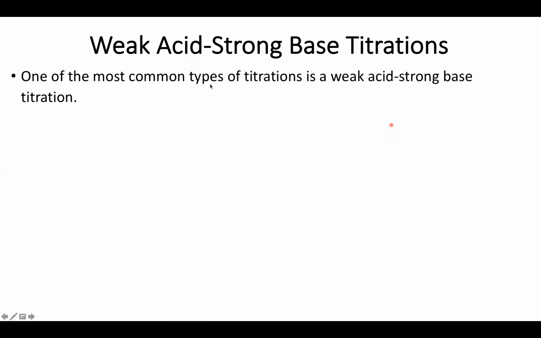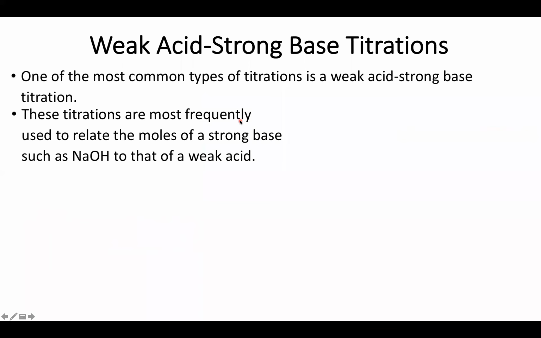One of the reasons why is that a lot of interesting compounds are weak acids, and it's very easy to use a strong base as your titrant. The most common strong base you're going to be using is sodium hydroxide. It's very easy to work with, and as long as you've standardized it against something like phenolphthalein, it's very easy to use. So the key point of most titrations is trying to relate the moles of the strong base versus the moles of the weak acid you're adding.